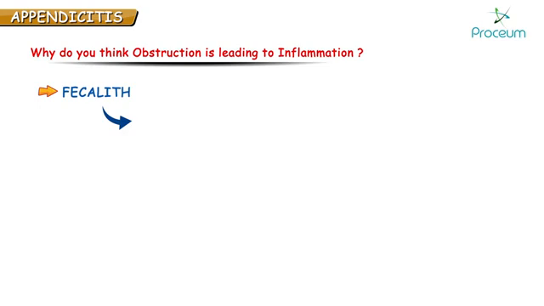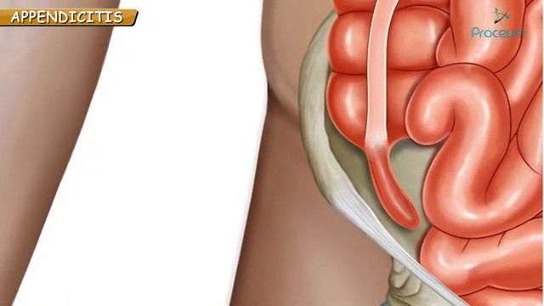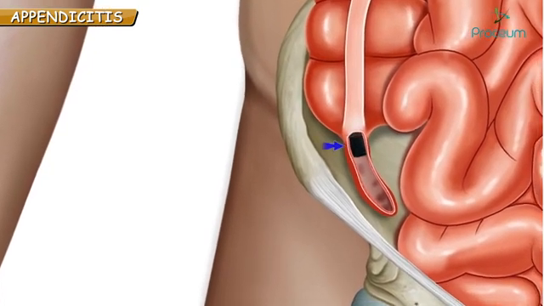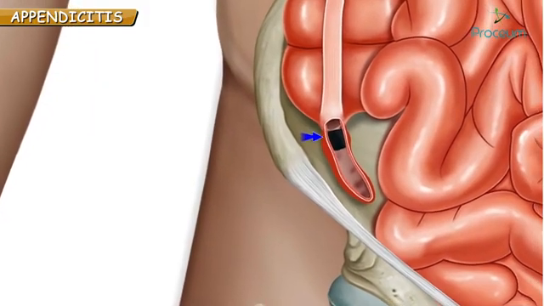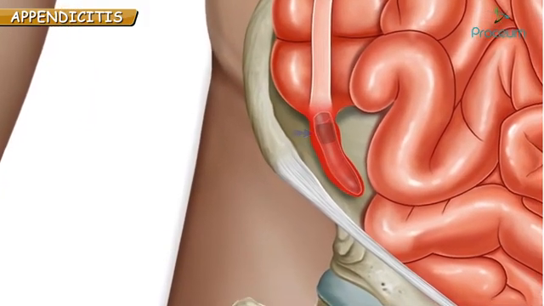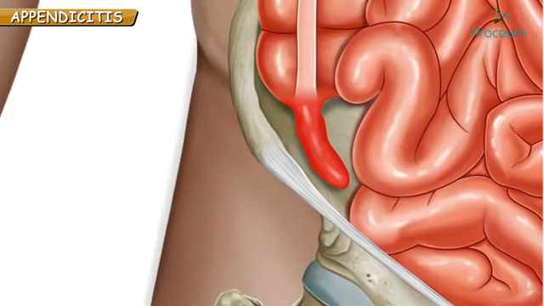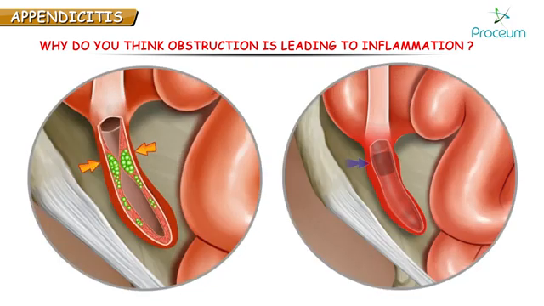Please remember, fecoliths are the common cause of appendicitis in elderly patients. A fecolith is hardened fecal matter. As you know, the appendix is a hollow tube, so a fecolith may find its way into the appendix and obstruct it. Now again, obstruction is leading to inflammation. Now coming back to the question I asked you: why do you think that obstruction of the appendix is leading to inflammation of the appendix?